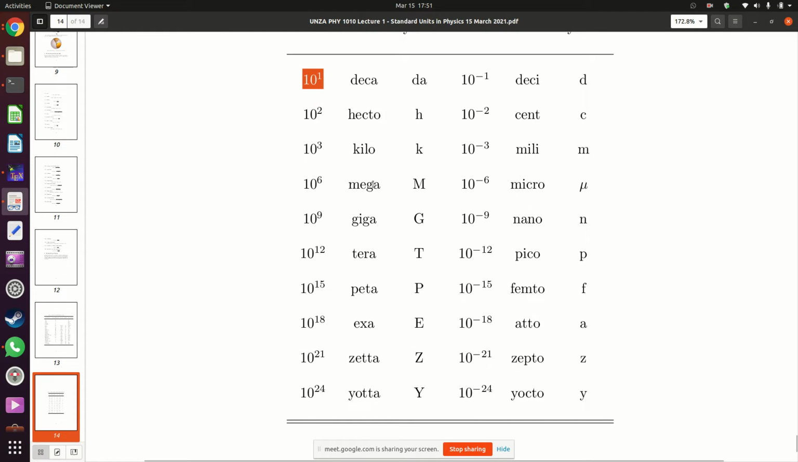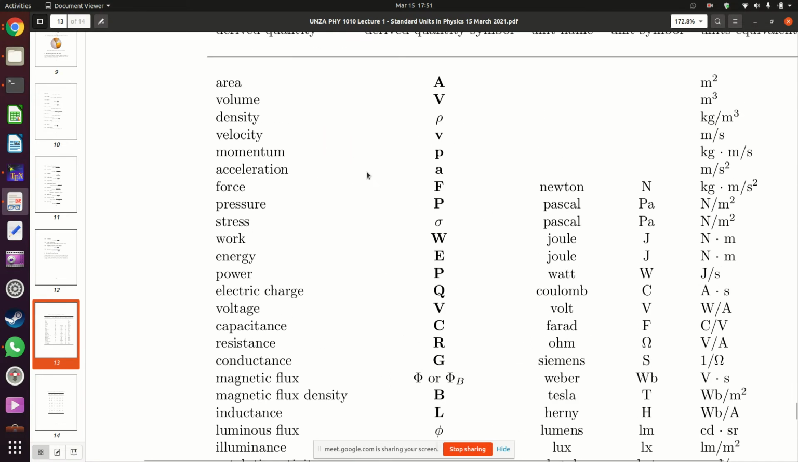So if you want to say a million meters, in physics you'd say megameters, not million meters. Or a billion meters, you'd say gigameters. Are we clear? For example, right now, with this load shedding thing, we are always talking about power, how much power we need. That power is measured in megawatts or gigawatts or kilowatts. The watt is the unit for power.